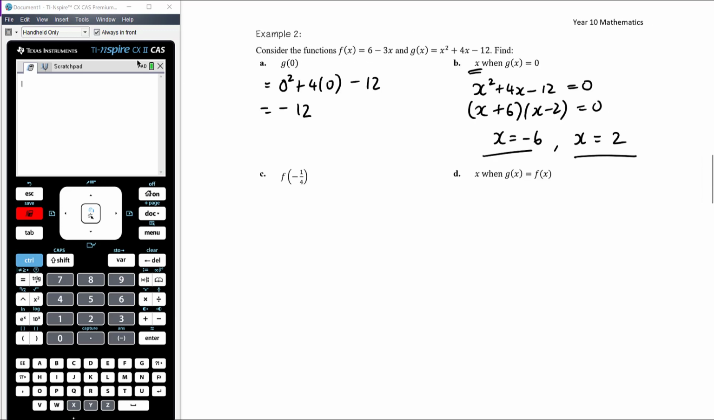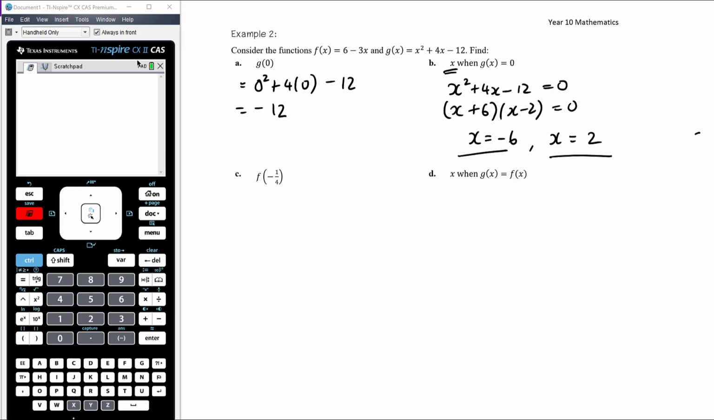Okay. f of negative a quarter. So now we take our function f and we apply the function f, which is to subtract 3 times the input from 6, and we do that when the input is negative a quarter. All we're doing is substituting negative a quarter into the function. So that is 6 plus 3 quarters. 6 is 24 quarters plus 3 quarters, and so that is 27 quarters.